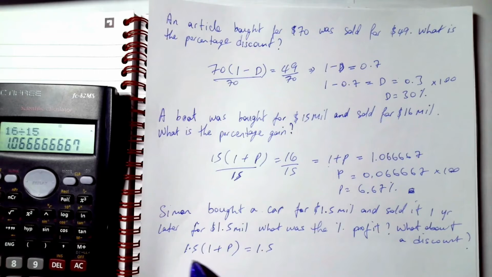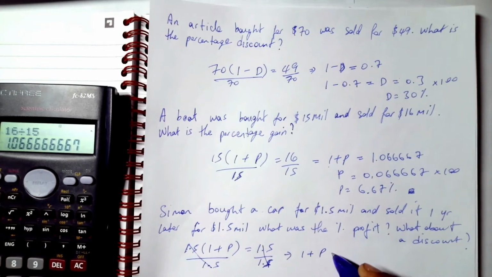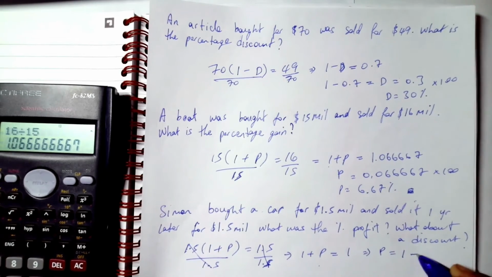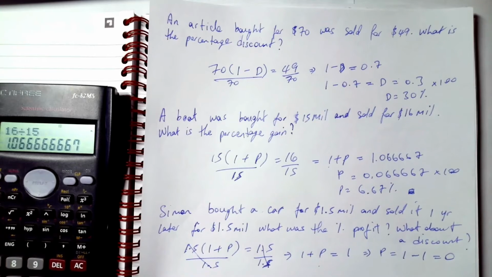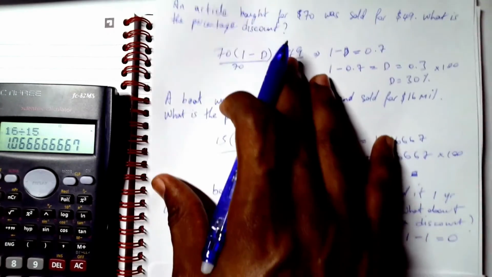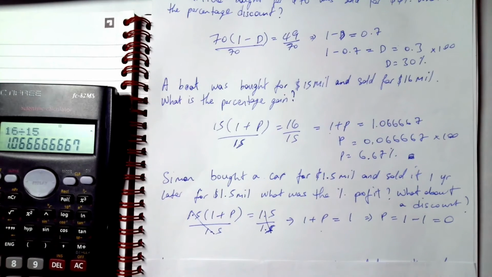Alright, so now we divide both sides by 1.5. This cancels this, we have 1 plus P equal 1. Take this one over here, implies that P is equal to 1 minus 1, which is 0. So therefore, the percentage profit is 0.